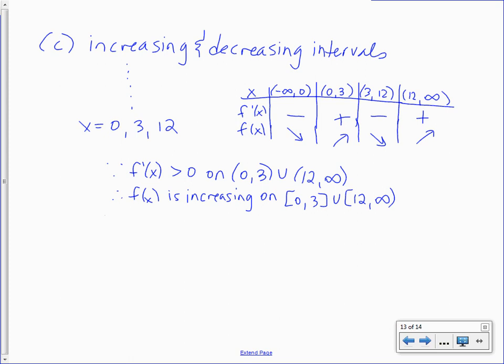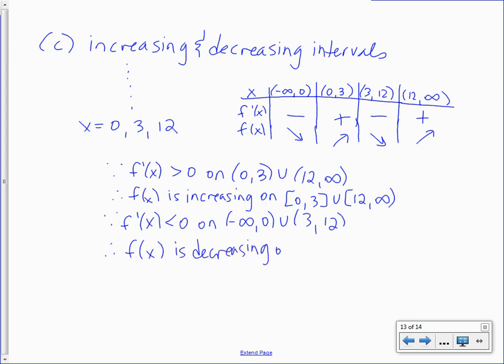Okay? Since f prime at x is less than 0 on negative infinity to 0 and 3 to 12, therefore f at x is decreasing on negative infinity to 0 included and 3 to 12 included. That'll be the end of that question. Okay? Everyone good? Okay? That's how you do increasing, decreasing.